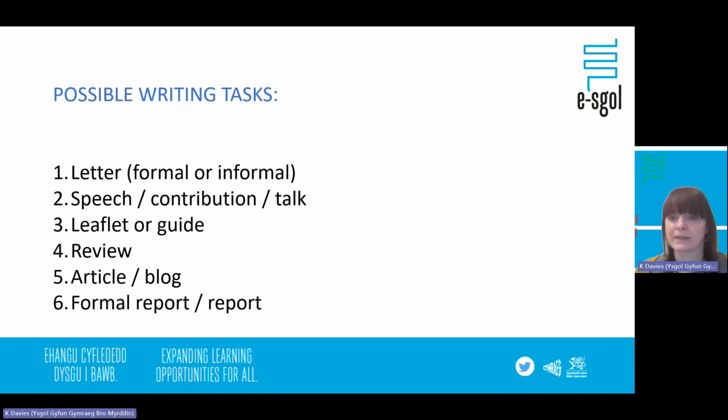Asked to write a speech, or they could label it sometimes, if you notice here, as a contribution or a talk. So making sure that you know that if they say write a contribution or write a talk, essentially they're asking you to deliver a speech, a written speech. A leaflet or a guide, a review, an article or a blog, and then a formal report or a report. So again, the formal report and the report, similar to the formal and informal letter, okay?